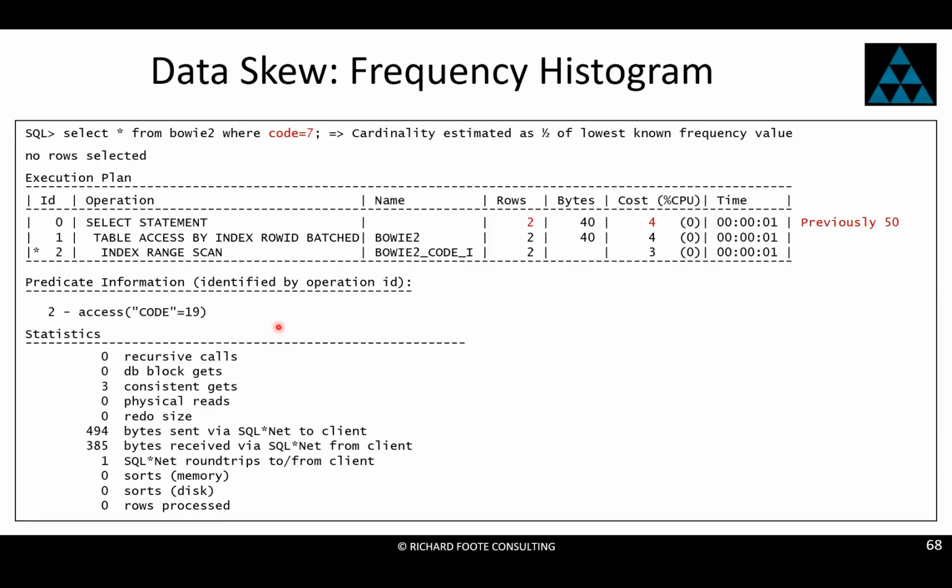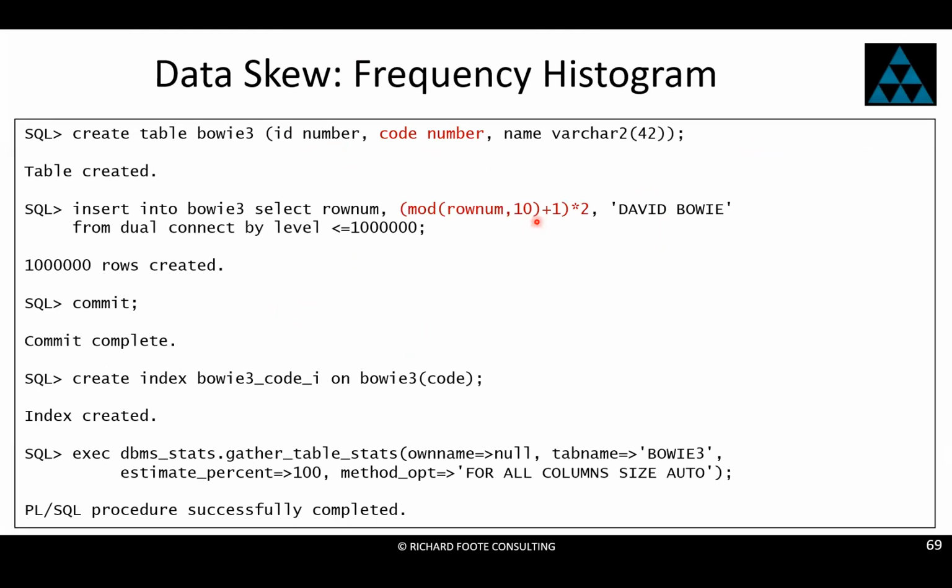One of the subtle differences now is that previously, when I ran something that didn't exist, it was 50. Now, because I've got a new value that's much less, it's using half of that. So you can see now it's only thinking it's 2 rows. Previously, it was 50.